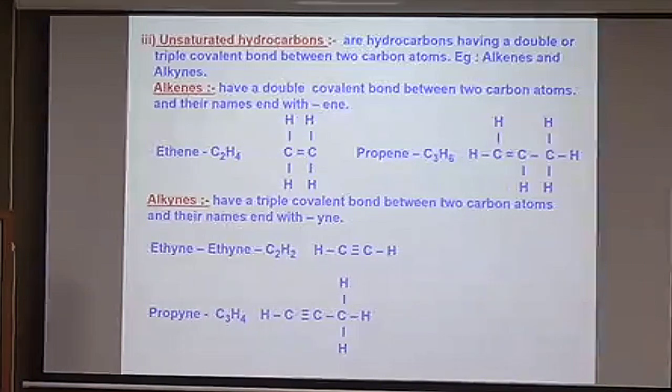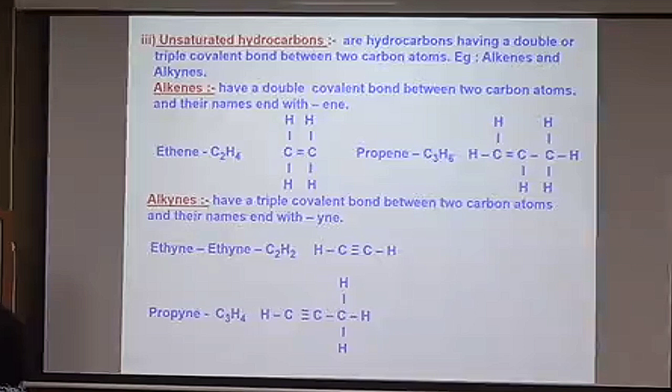Same way I can draw for the next member also. Only one carbon atom will have a double bond. So you can draw its structure this way. The remaining bonds of carbon will be completed with hydrogen. So this is propene.